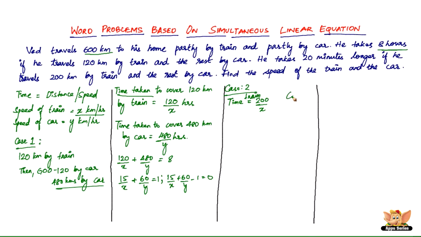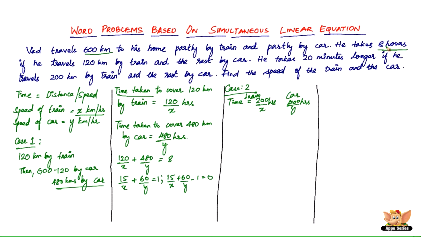And then we've got the car. For the car, it will be 600 minus 200. That will be 400 by y hours. So it will be 200 by x hours and then 400 by y hours. So these are the times taken when he travels that extra distance.